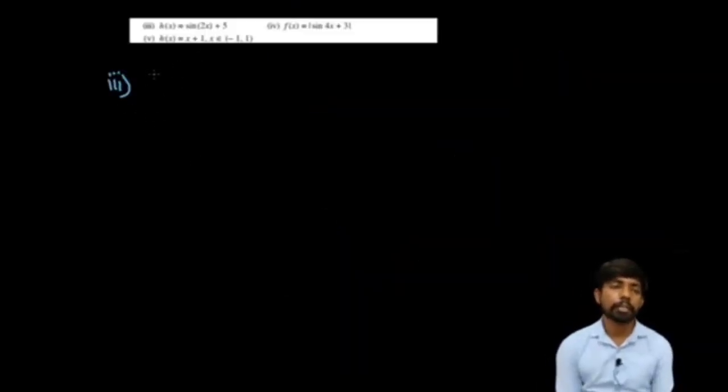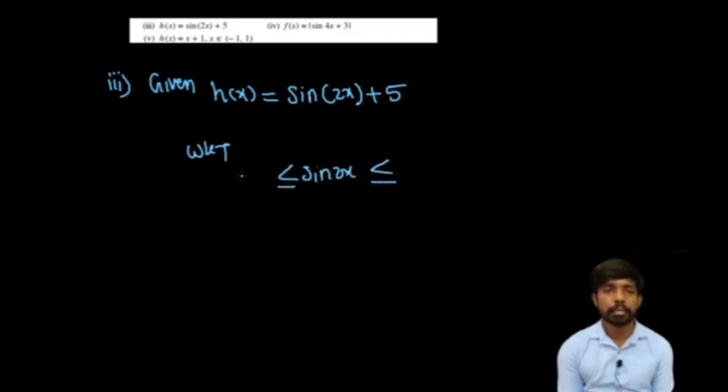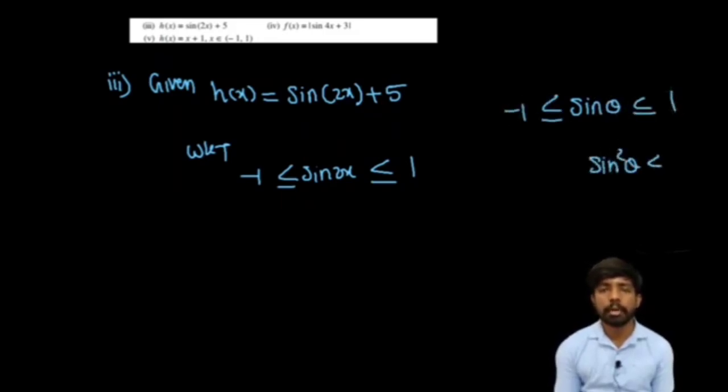Here we have a given function. Given function h of x is equal to sine of 2x plus 5. Now we know that the range of sine 2x always lies from minus 1 to plus 1. See carefully, guys, sine theta always lies from minus 1 to plus 1, but sine square theta always lies from 0 to 1. Make a note of it.